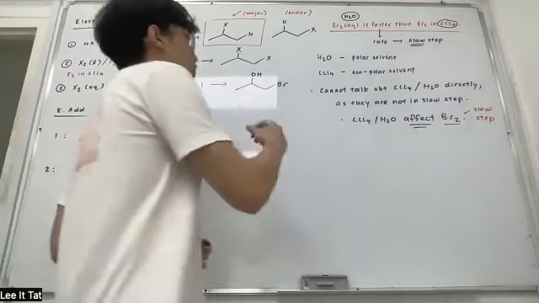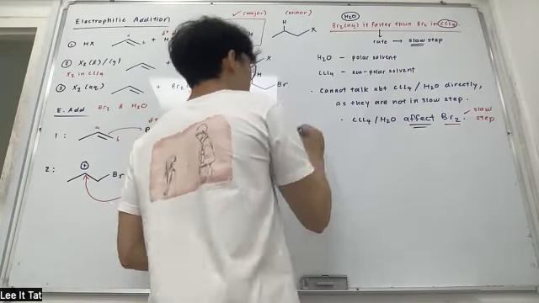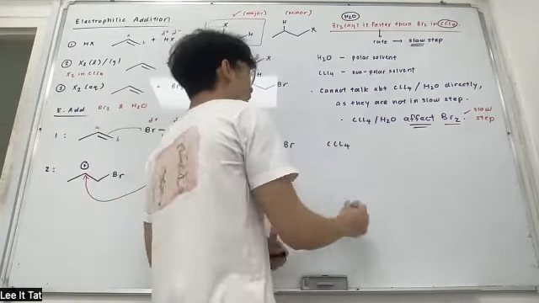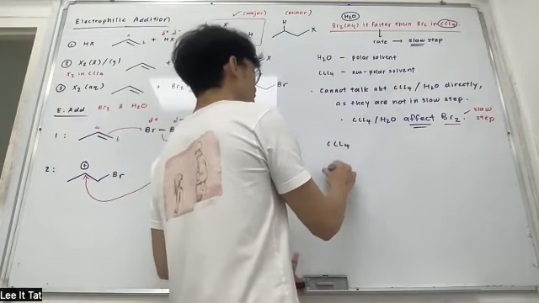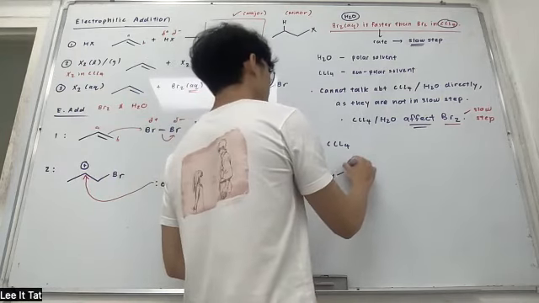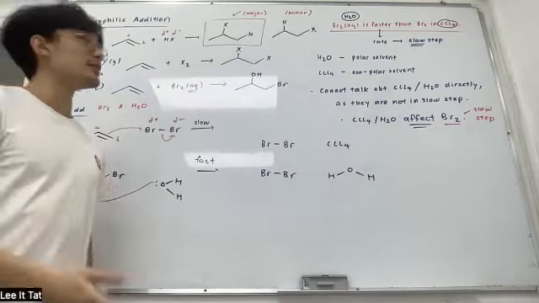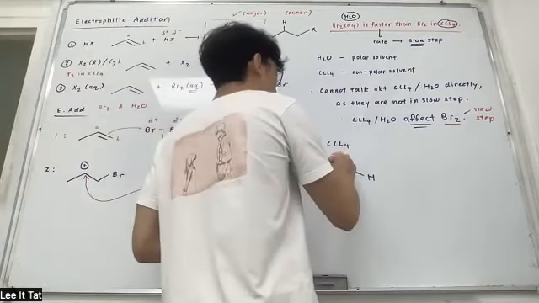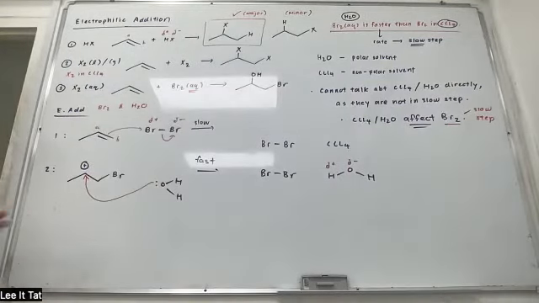Okay, then at the bottom, let's just draw a small diagram here. I can have Br2 getting affected by CCl4. I can also have Br2 getting affected by water. Just now we mentioned CCl4 is not polar, H2O is polar. H2O is polar because clearly there are partial charges.